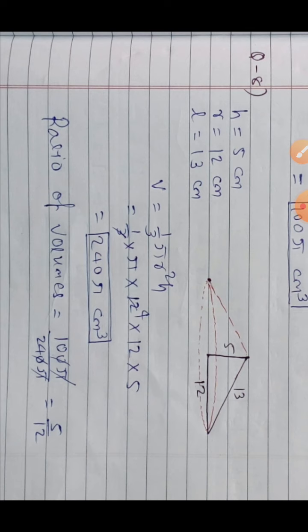Earlier the answer was 100 pi and this answer is 240 pi. Pi cancels out, the zero cancels out, 10 by 24 means 5 by 12. So the ratio of the volumes becomes 5 by 12 or 5 is to 12. You can give the answer either in fraction form or in the is-to form, where the colon sign is used.